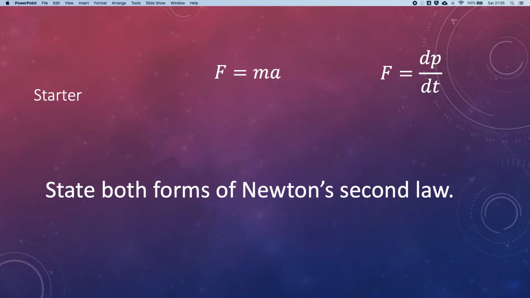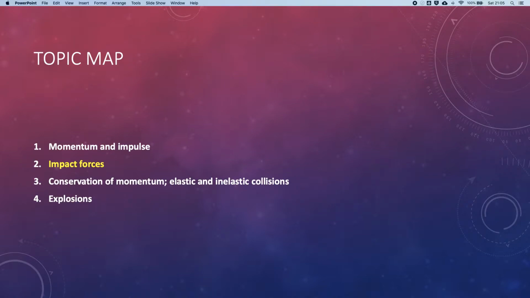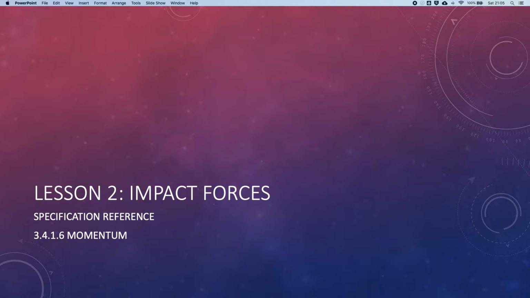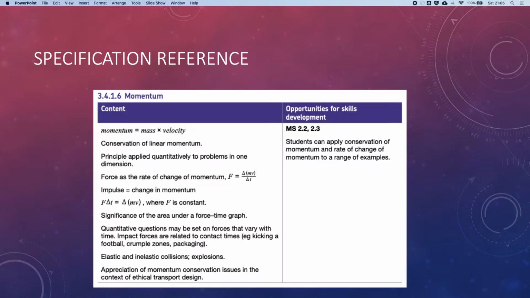We're going to need that form of the equation for this topic. So, we're on impact forces this lesson. Our spec reference is still the same, the section on momentum. We are down at the middle of there, looking at impact forces.